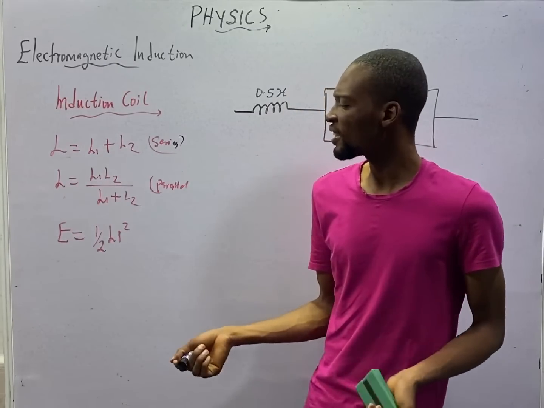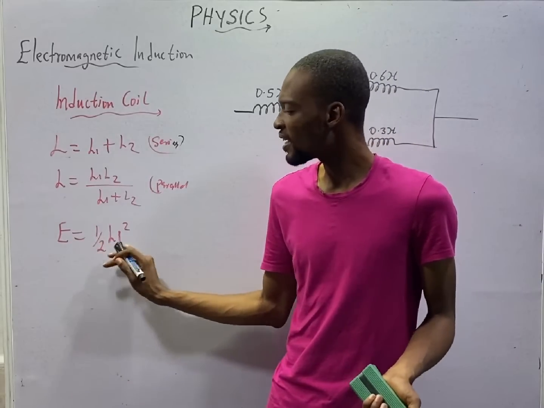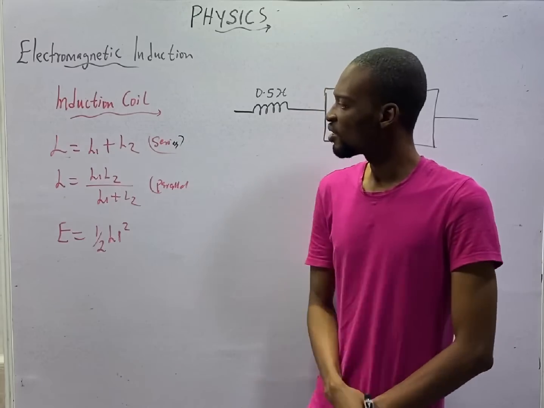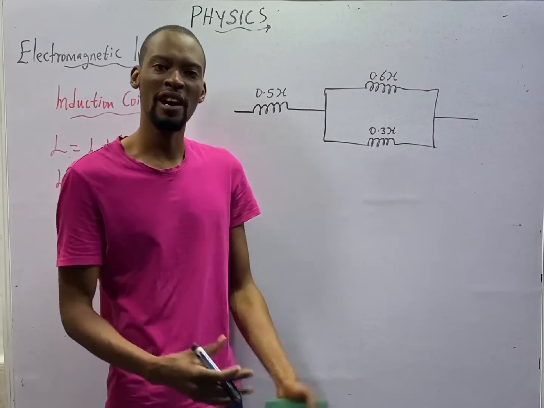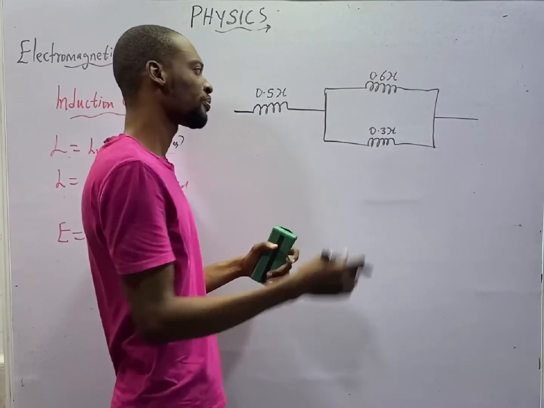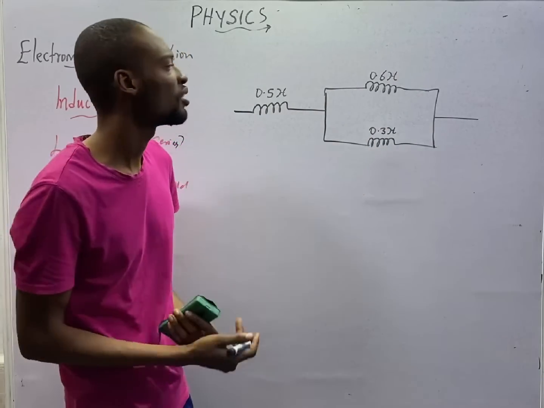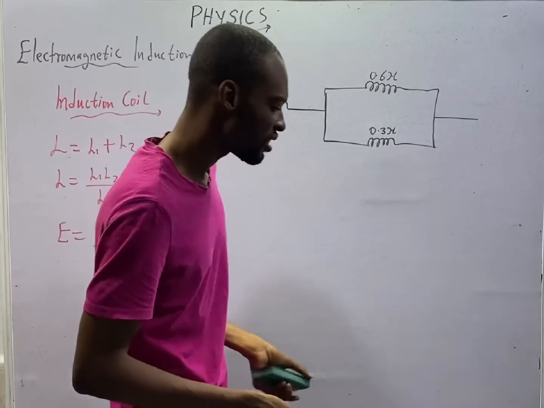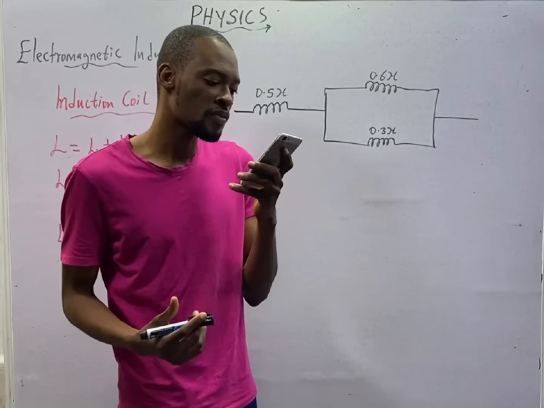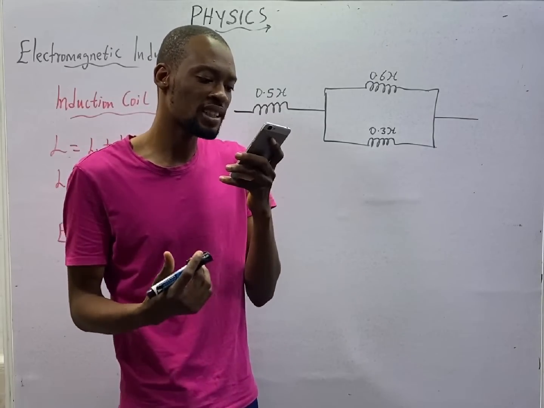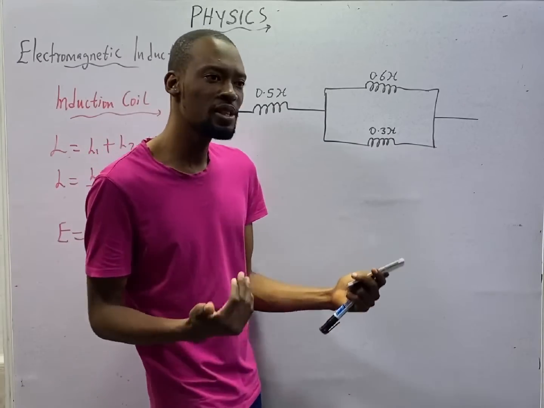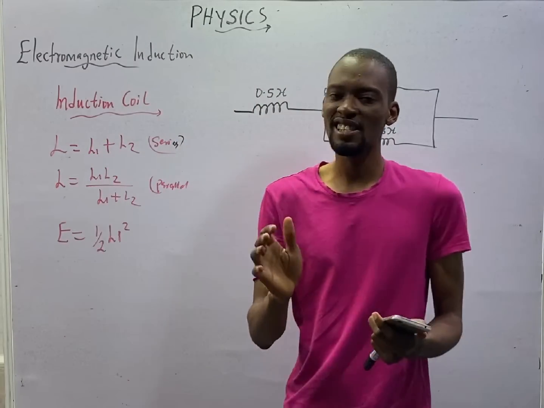Now the energy stored in an inductor is half Li squared. So if you are given the inductance and the current, you are able to calculate the energy that is stored. Now look at this. This is an inductor or induction coil. We are asked to find the inductance. The question says: calculate the total inductance in the diagram below. The unit of inductance is Henry.